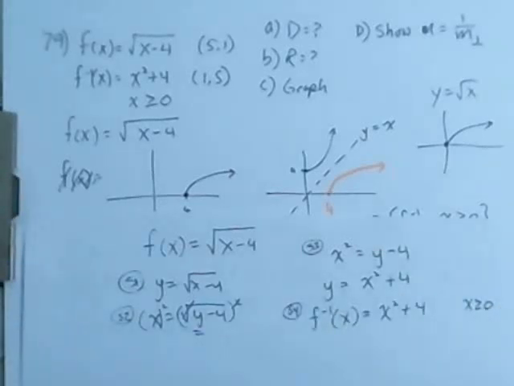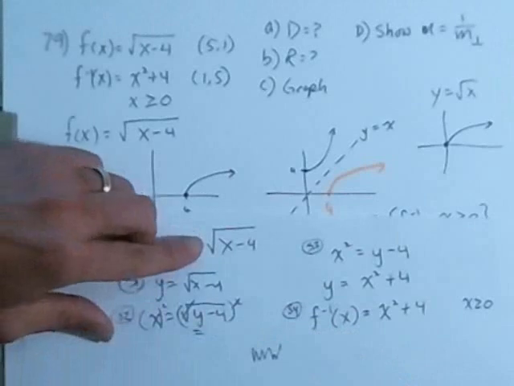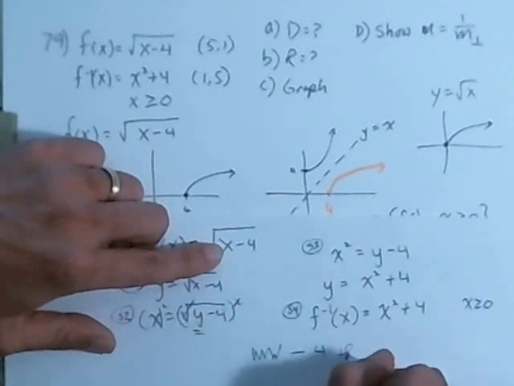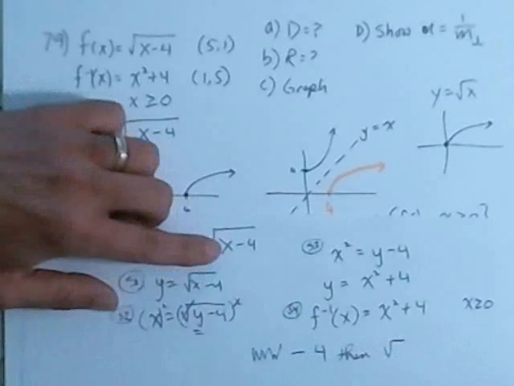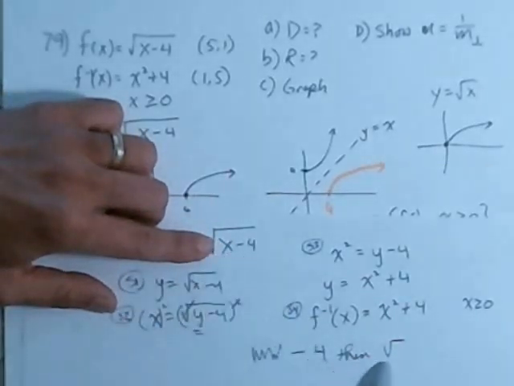Let's look at the intuition of how to get the inverse function. The function says, whatever x is right here, we first subtract 4 and then square root it.